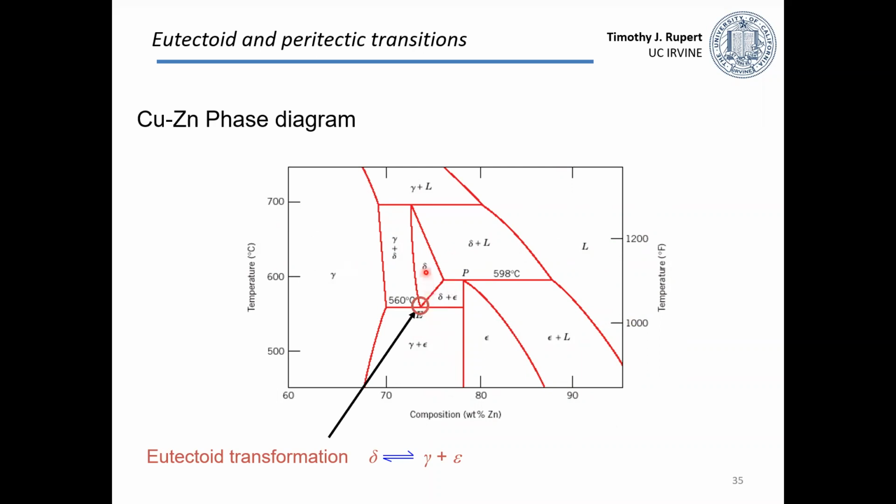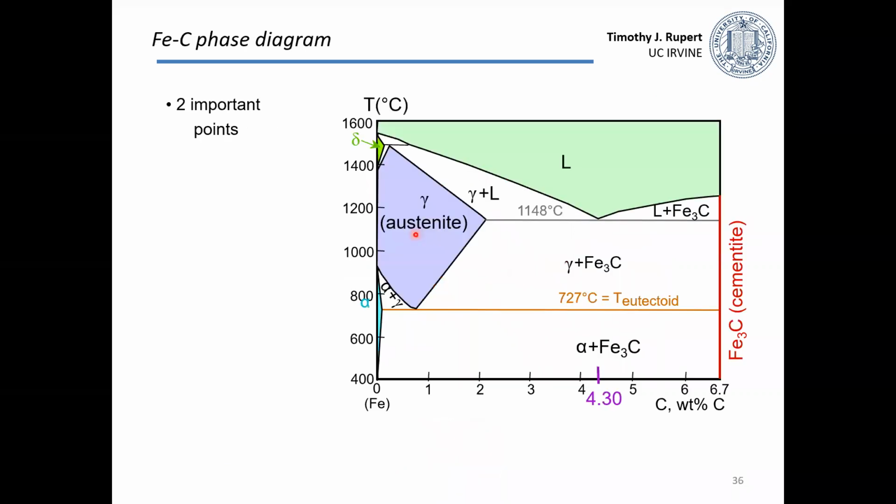If we zoom in and look locally, we see that we're going from one solid to two different solid phases. That's a eutectoid reaction. At the top of that, we also have a peritectic reaction. We're going from a solid plus liquid to a different solid. We can find different options.